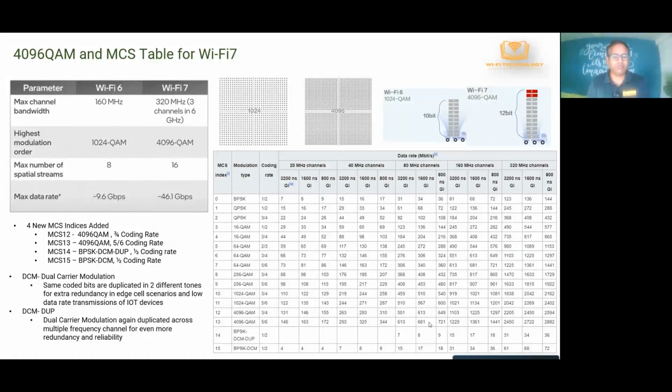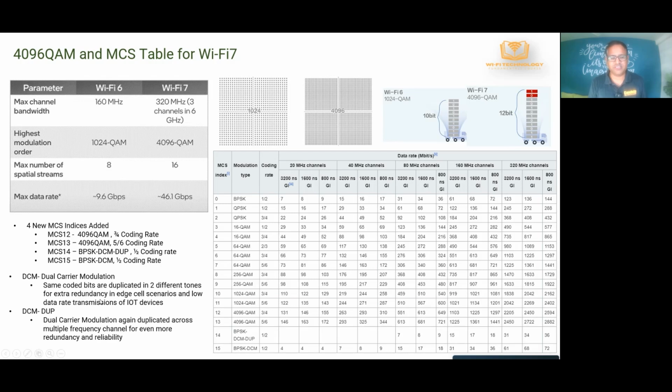Now, they also added MCS 14 and MCS 15, which is interesting because MCS 14 and 15 are not about throughput, it's about reliability. So the idea of MCS 14 and 15 is to handle what we refer to as edge of cell scenarios, when you have a device which is at the edge of the cell, let's say a wireless surveillance camera that's in your balcony or something, and it doesn't have very good signal from the access point, but it still wants to communicate with the access point and send a certain small amount of information. You can use what we refer to as BPSK DCM mode, which is MCS 15.